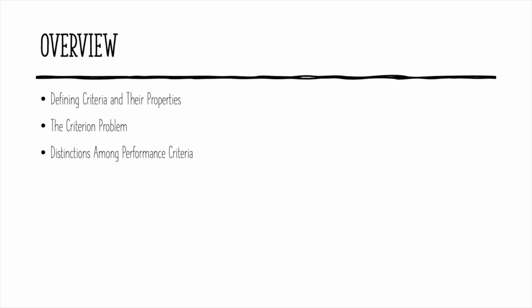Next, we'll chat about various criterion problems. There's one criterion problem that the book kind of says there is, but there's multiple problems with the criterion. So we'll go into that a little bit, and then we'll distinguish between different types of performance criteria.